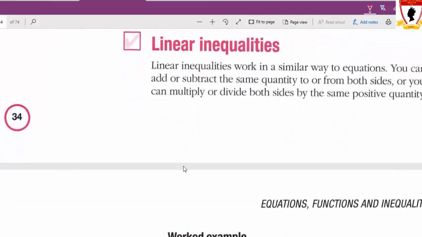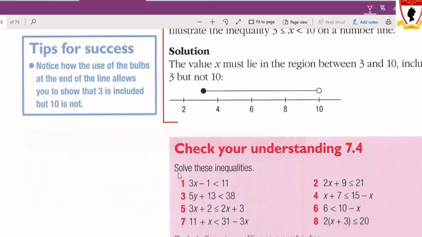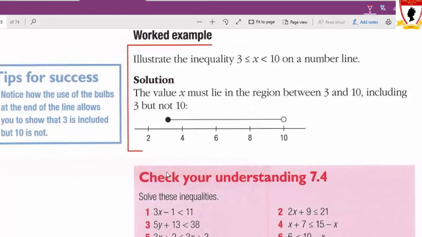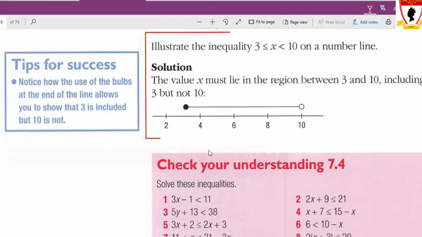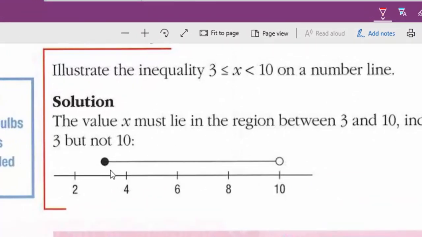Now let's move on to inequalities. Solving inequalities is just like solving linear equations, but here are some things that we have to know about inequalities, especially when we represent an inequality on a number line. The closed beginning of any line represents greater than or equal to, or less than or equal to. The open one just represents greater or smaller.